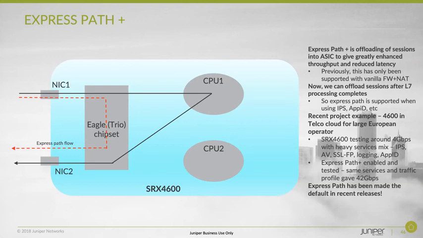And the main reason behind this is two things. First of all, it's the Trio chipset, which occurs in the 4600 and upwards. And also using Express Path Plus, which is enabled by default as of now, but came out a little bit more than 6 months ago.